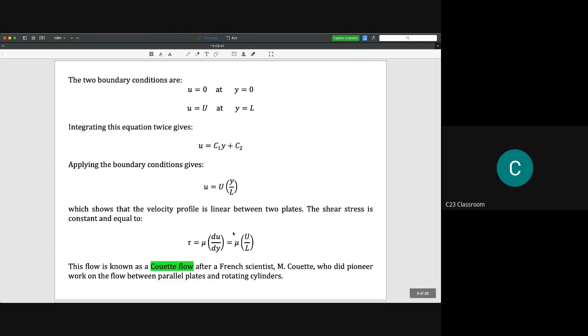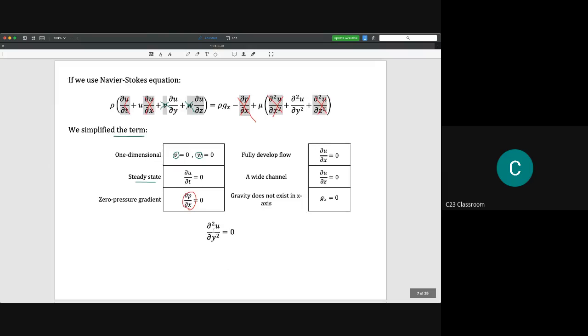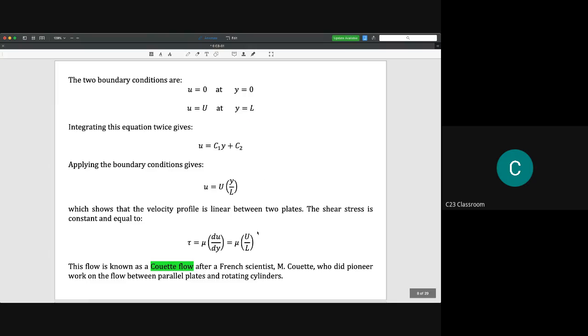Then to solve this one, as you know, we still have terms in differential form here. So we need to do the integral. We need to integrate this one twice, because the differential power is 2. So what we need is to get the boundary conditions. The boundary conditions are shown like this.